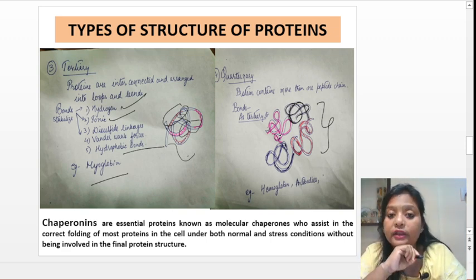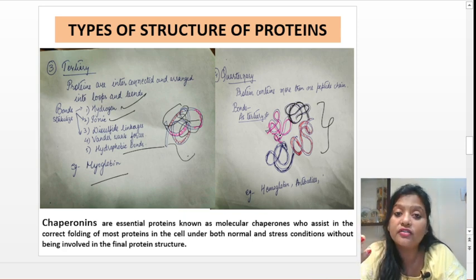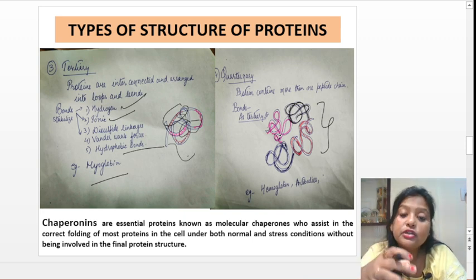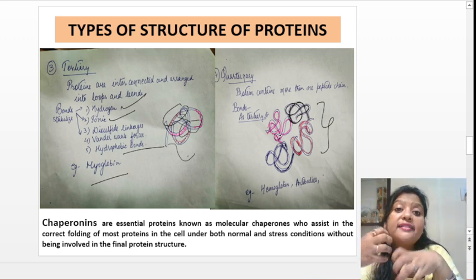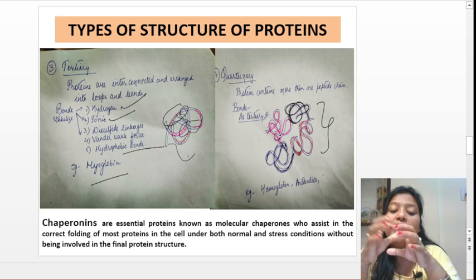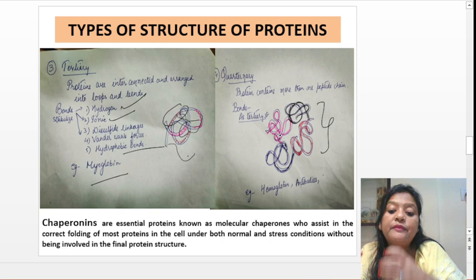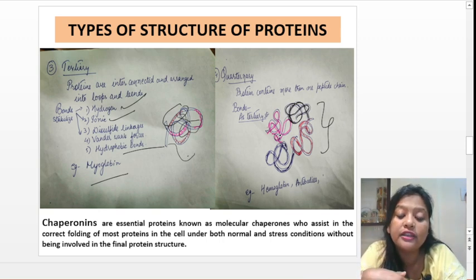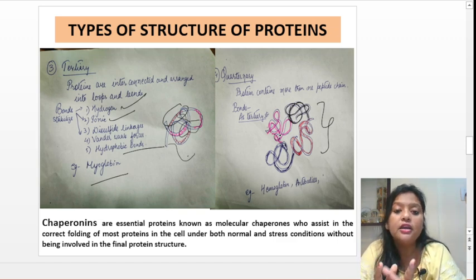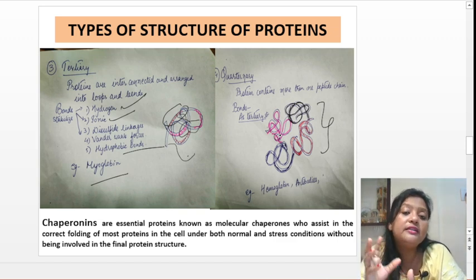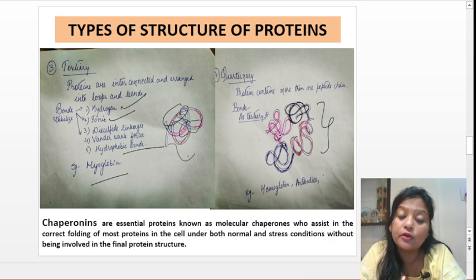Now, I would like to mention one thing: sometimes these structures denature. When they denature, they need some external proteins which will assist them in the folding patterns, helping them from unfolding. Suppose there's a stress condition or the conditions are not normal, so these peptide chains start denaturing. At that time, these external proteins, known as chaperonins, help.